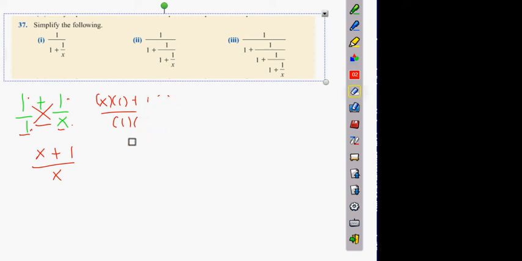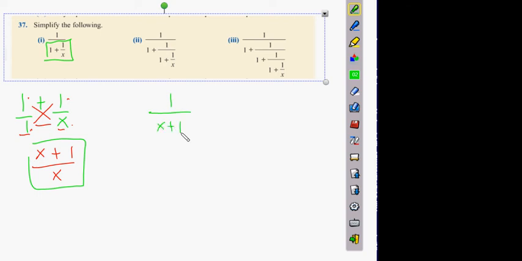So, with that answer in mind, what could we substitute in here? What could we substitute in for this part here? What could we do for part 1? What could we substitute in there? x plus 1 over x, 1 over x plus 1 over x.